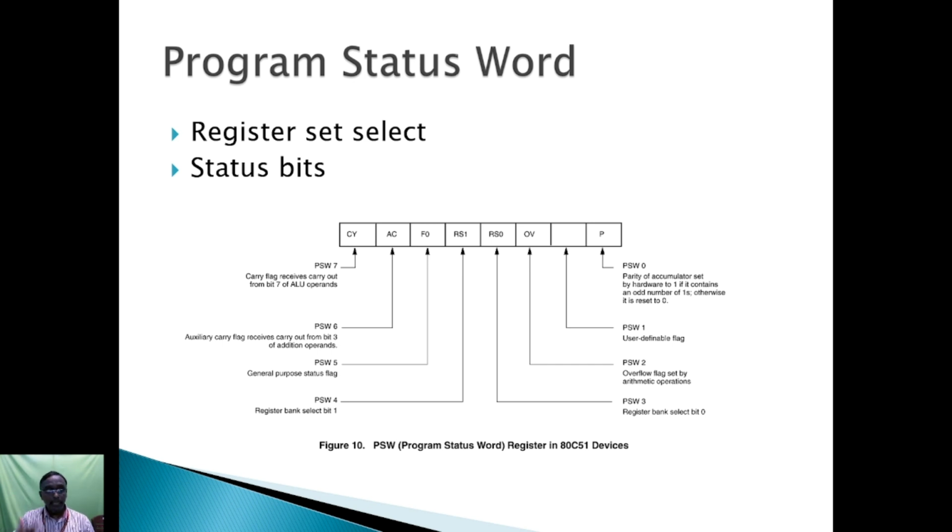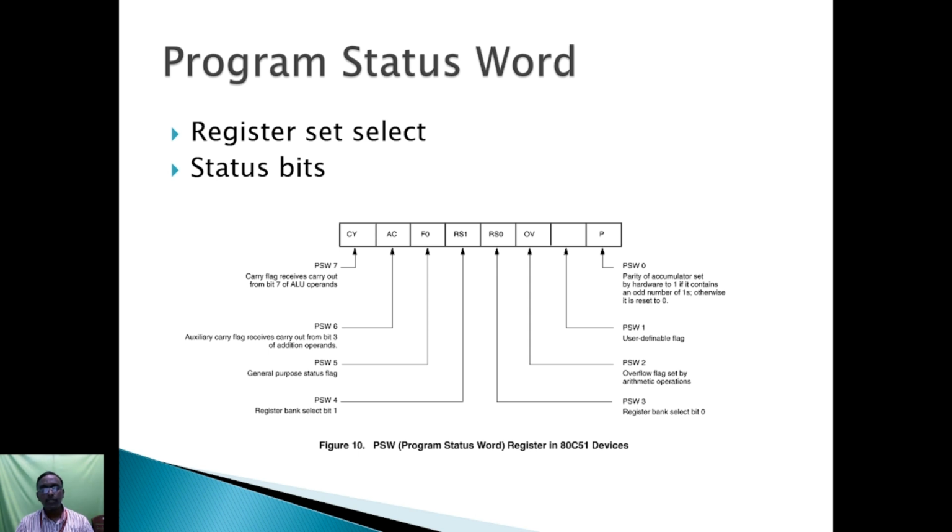Next one is PSW5, nothing but a general purpose status flag. It gives the status flag. Next one is RS1. RS1 is PSW4, the bank register select bit. Next one is RS0. RS0 is PSW3. So PSW3 and PSW4 are the bits that determine the corresponding register bank.